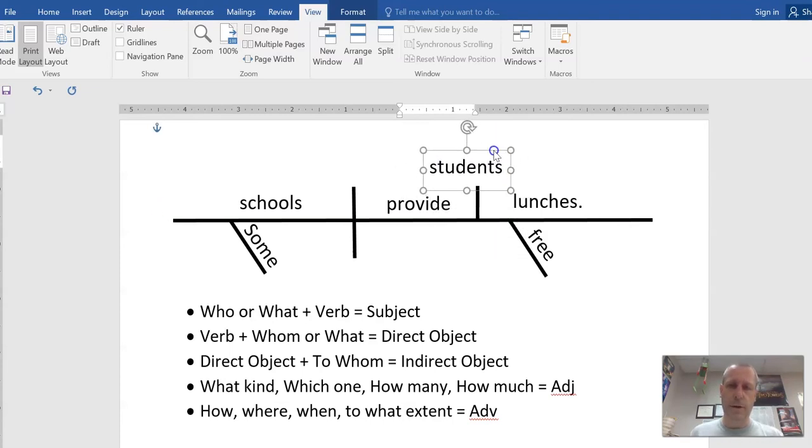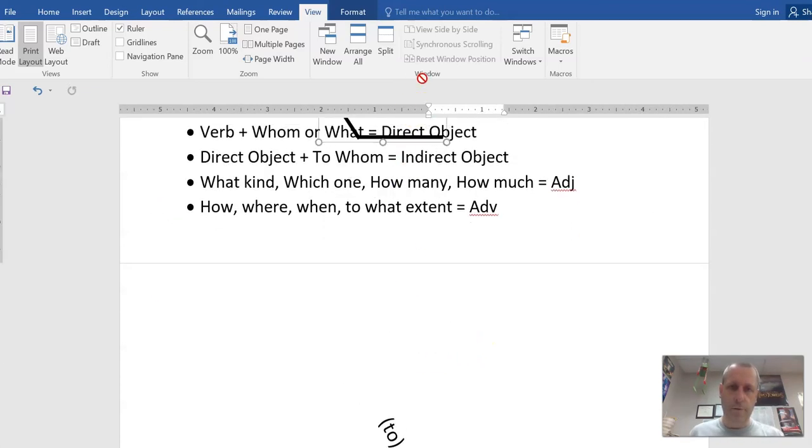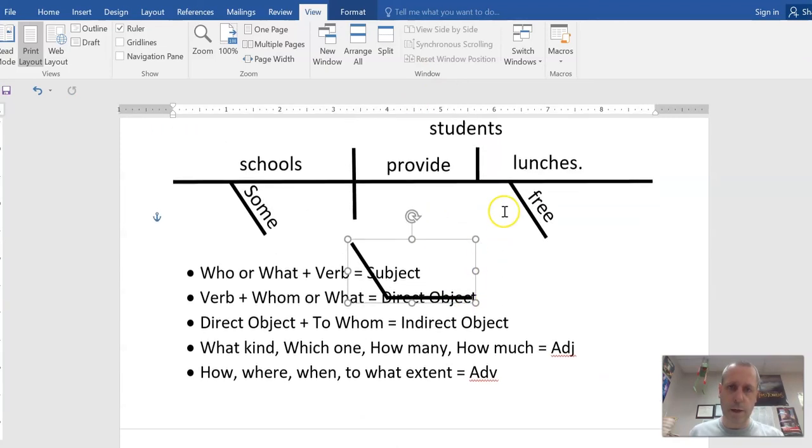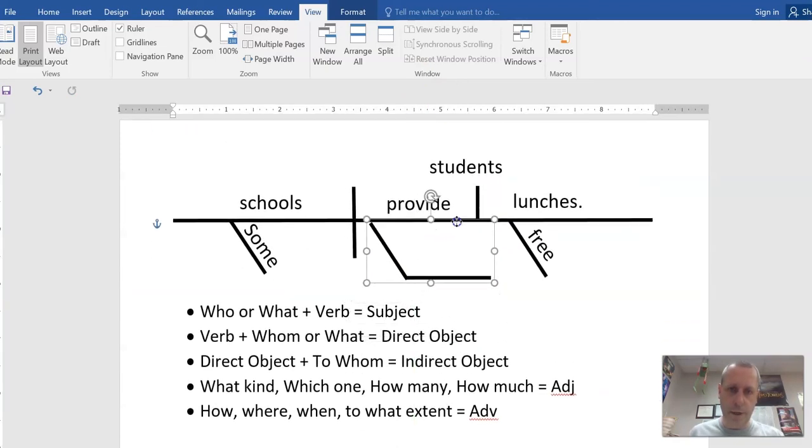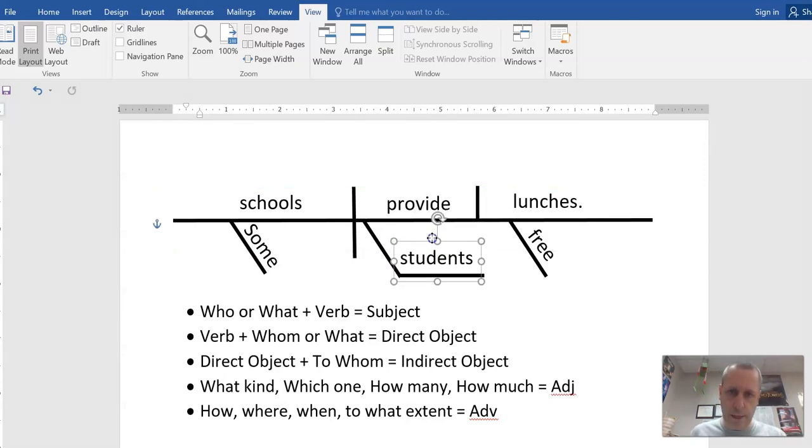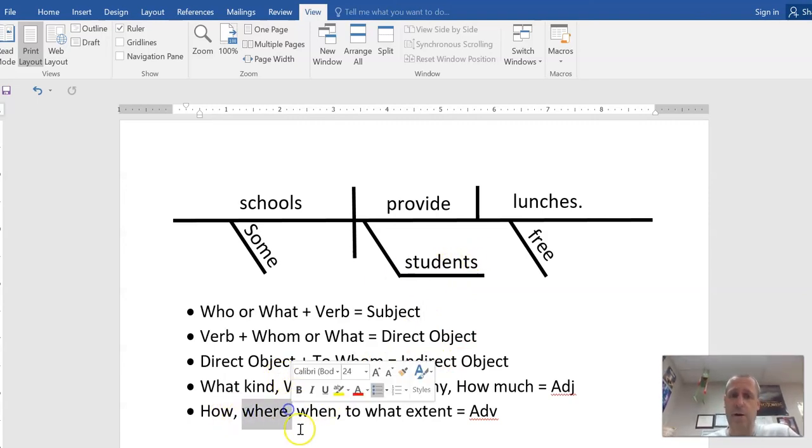So now, where does students go? As you can see down here, I've got kind of a wonky looking thing, but it's really just a combination of two lines. I have that downward line there, and then at the bottom I have a horizontal line, and that's where I want to place students. Now, you might ask, why is it underneath the word provide? Why did I decide to put it here and not, say, underneath lunches, since it's referring to the lunches? And that's because specifically it's answering the question where.